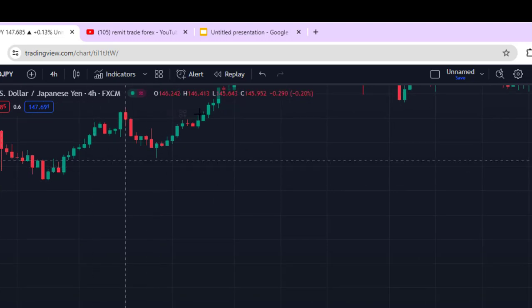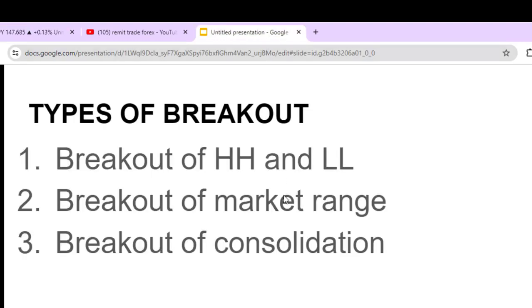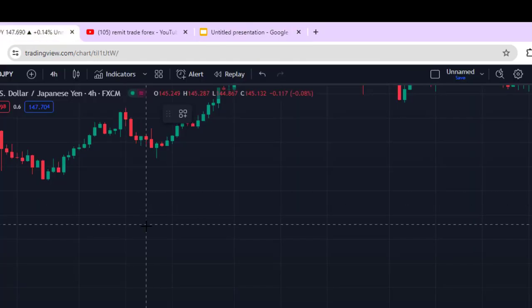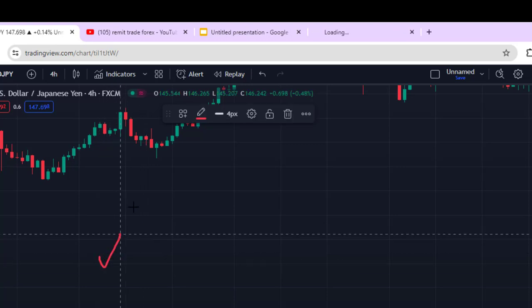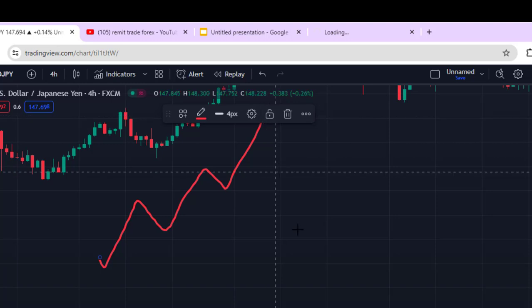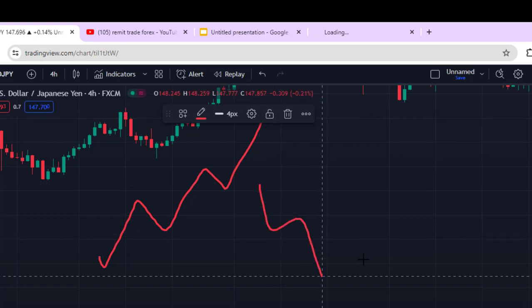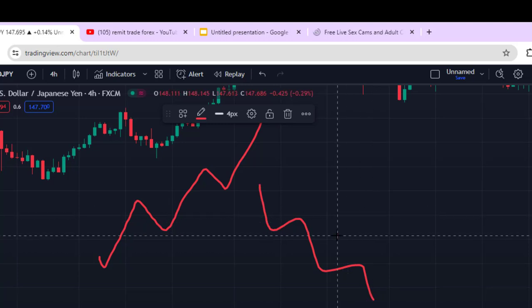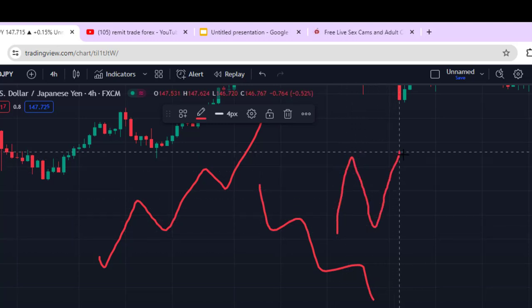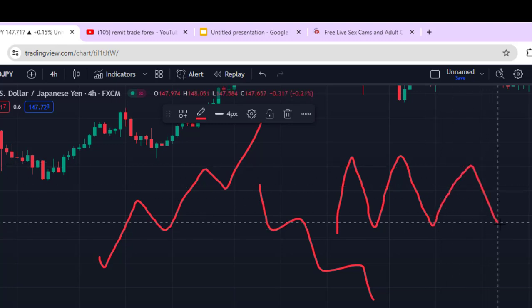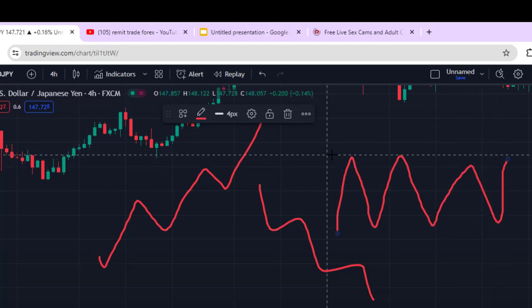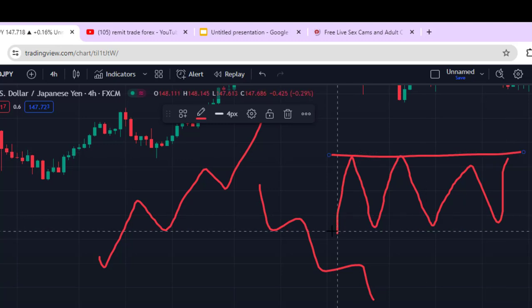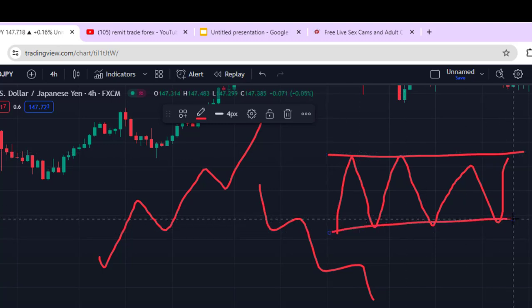Another kind of breakout that you have to pay attention to on your chart is breakout of market range. In the market structure formation, we have three kinds of market structure. We have the upward movement where market is making higher highs and higher lows, and then we have the downward movement where market is making lower lows and lower highs, and we have a ranging market where market is moving within a range, a boundary of resistance and support. So this ranging market can actually break out of this position anytime soon.